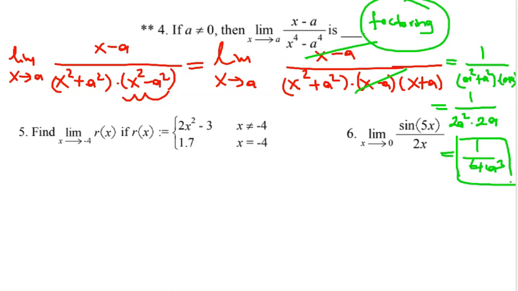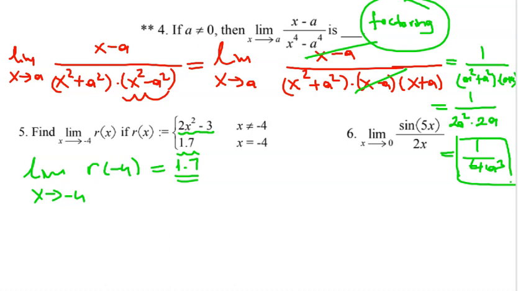In question 5, we have this piecewise defined function. It says limit x approaches -4 of r of x, and for all x values that are not equal to -4, we're going to use this piece, and for all x values that are equal to -4, we're going to use this value. So basically, limit x approaches -4 of r of x is going to be equal to just 1.7. Okay, that's the value.